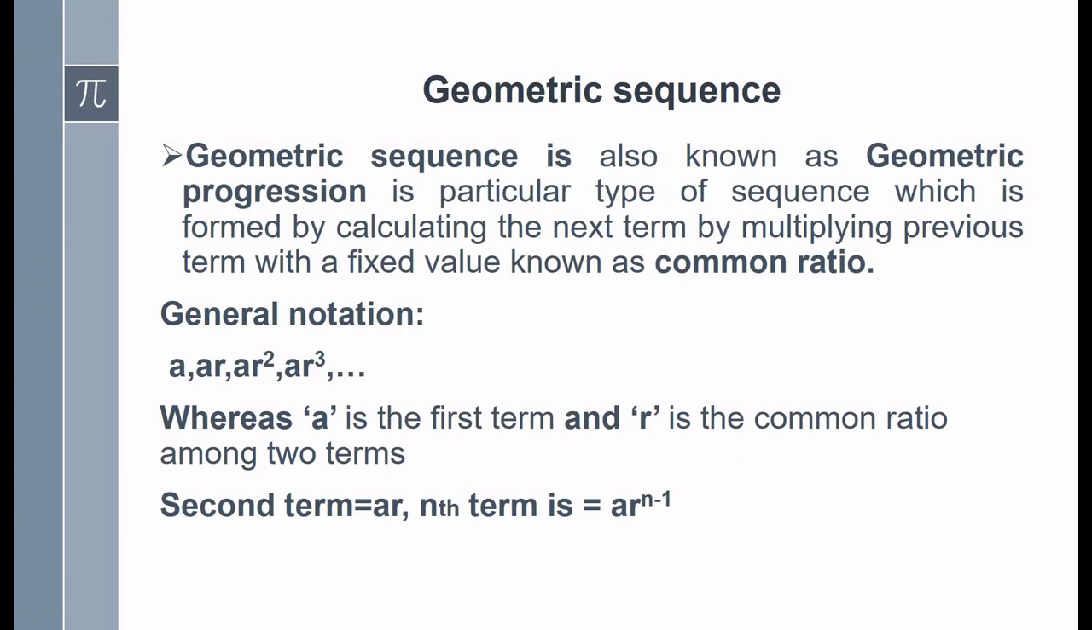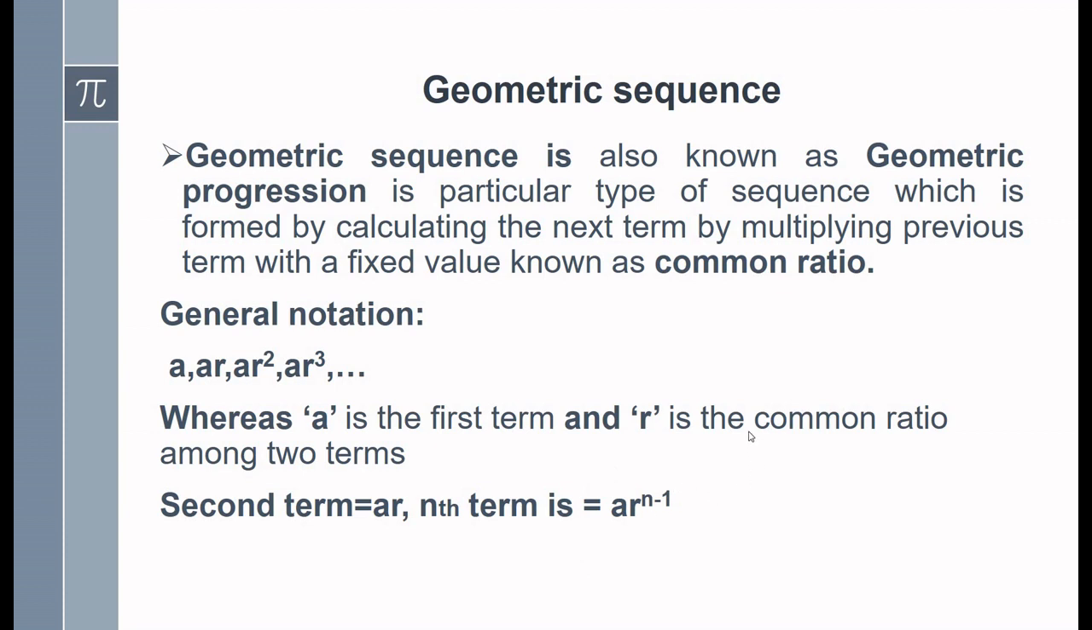So let's see another type of sequence, which is the geometric sequence. A geometric sequence is also known as a geometric progression. It's a particular type of sequence formed by calculating the next term by multiplying the previous term by a fixed value known as the common ratio. General notation: we can represent a geometric sequence by a, ar, ar square, ar cube and so on, where a is the first term in the sequence and r is the common ratio between two terms. In case we want to find the nth term, we will use this equation: ar to the power n minus 1.